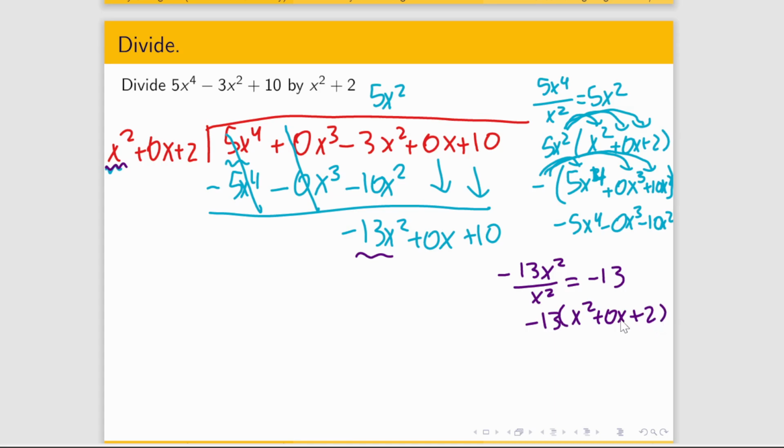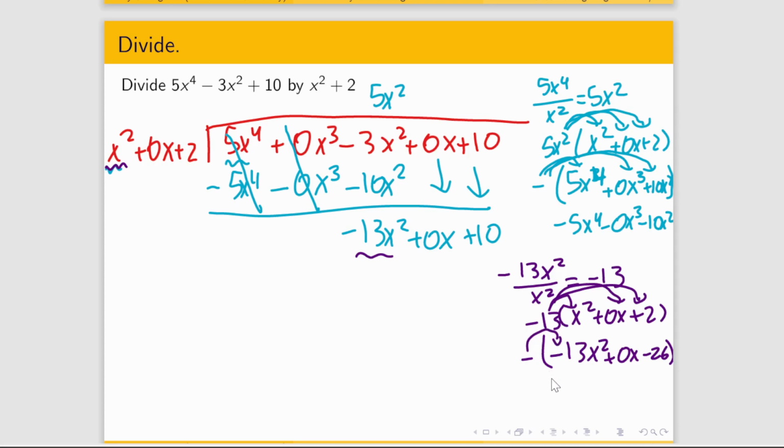times this entire thing in parentheses. Negative 13 times x squared gives us negative 13x squared. Negative 13 times no x's gives us no x's. Negative 13 times 2 gets us minus 26. And then I want to distribute the subtractions.